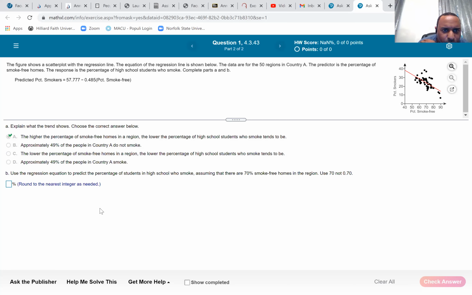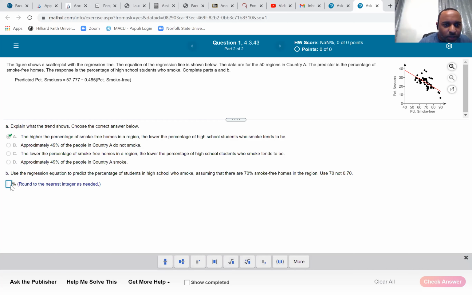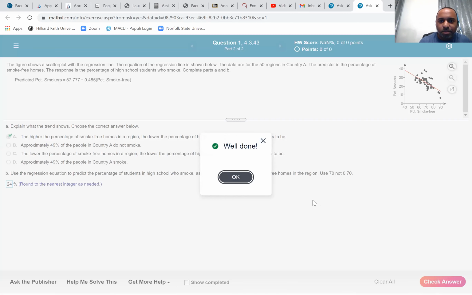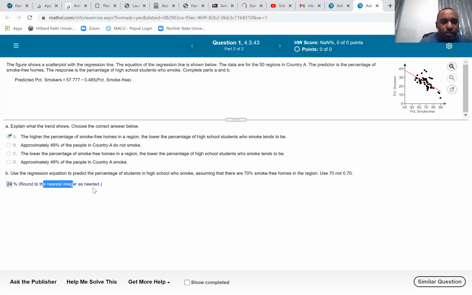Use a regression equation to predict the percentage of students who smoke. Assume they are 70%. Use 70, not 0.7. So you would take 70 and plug it into this equation right here. All right, let's see what happens. Minus 57.777, so that's going to be, rounded to the nearest integer, 24. Yep. Now, did you round to the nearest integer?